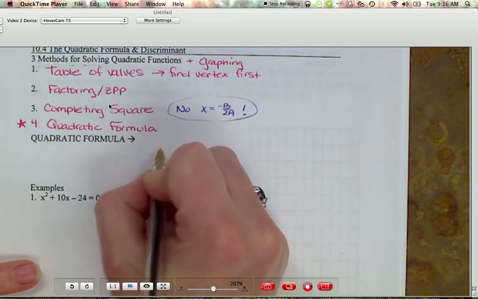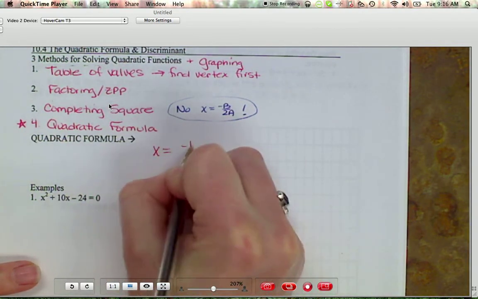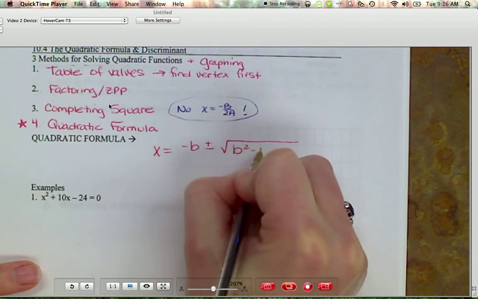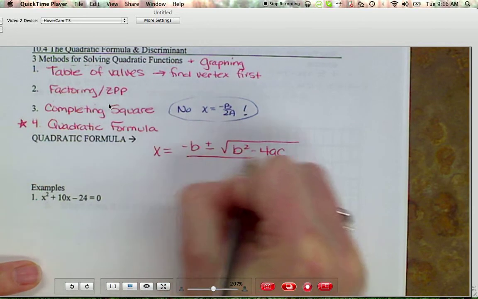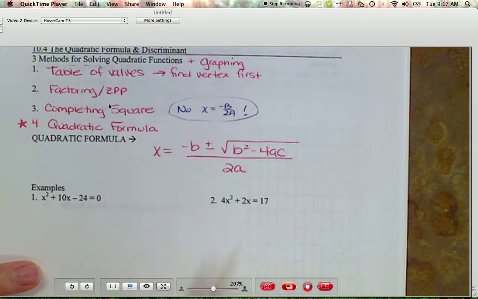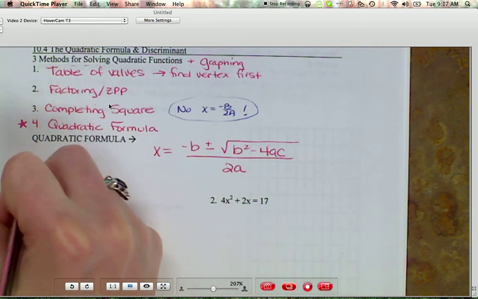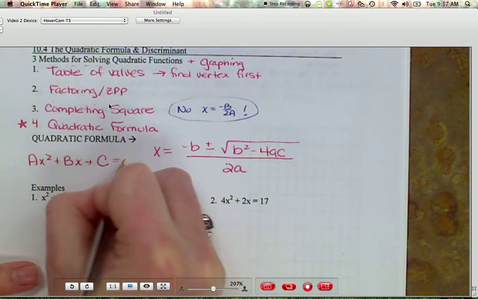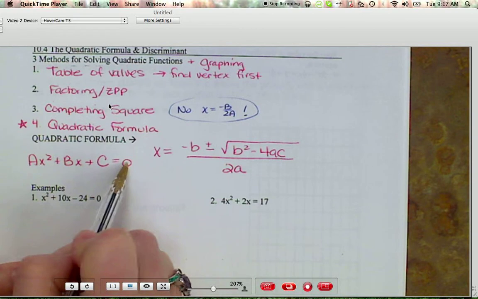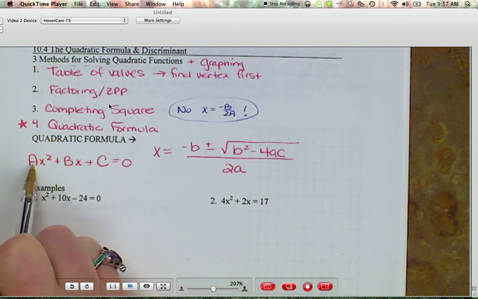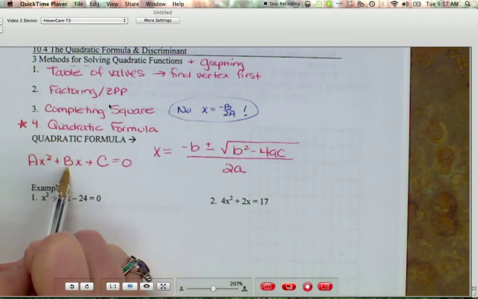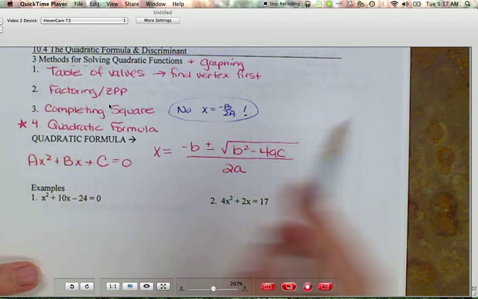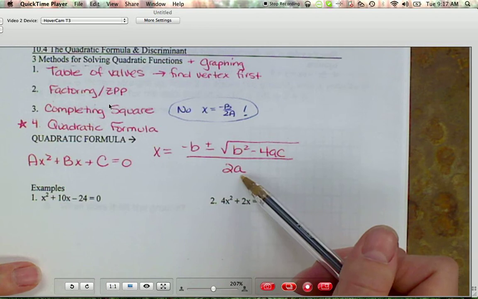So here's the quadratic formula. X equals negative b plus or minus the square root of b squared minus 4ac all over 2a. Keep in mind that we're still dealing with the same a's, b's, and c's. So once you get it equal to 0, a is the number in front of the squared term, b is the number in front of the x, and c is the constant.